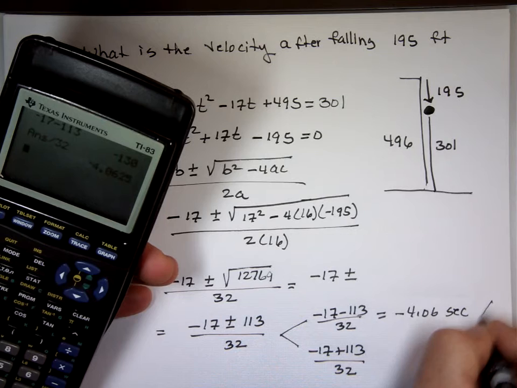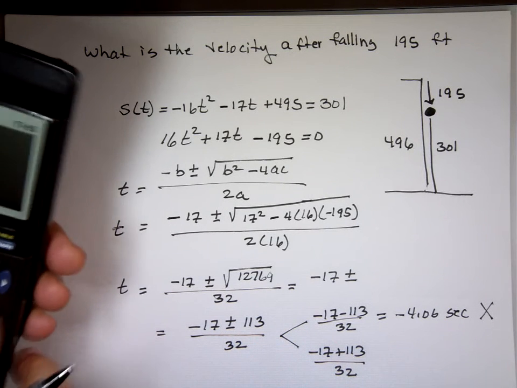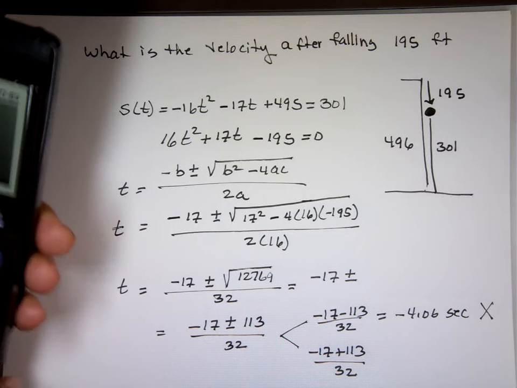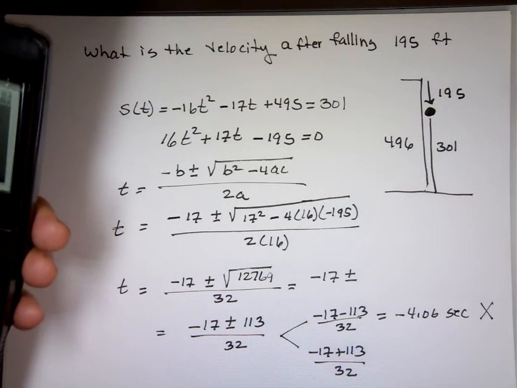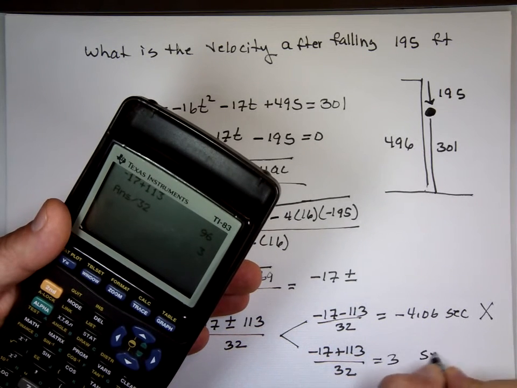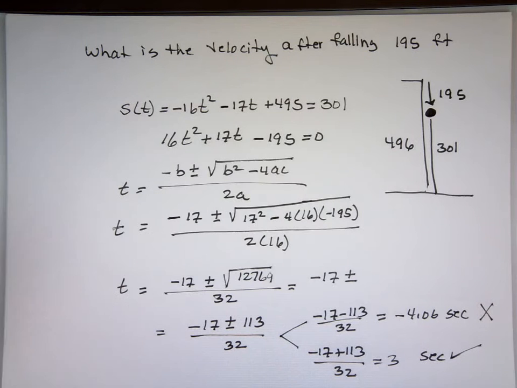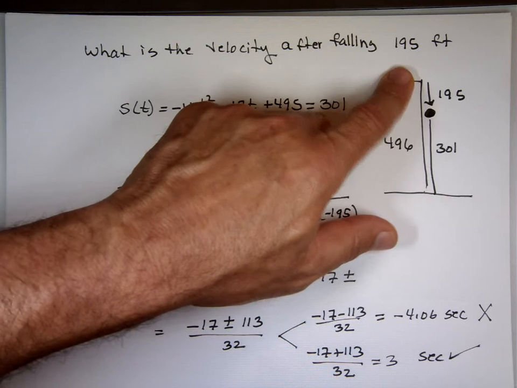Why? Time can't be negative. Negative 17 plus 113 divided by 32 is 3 seconds. So after 3 seconds, the rock would have fallen 195 feet. The question is not how long. It says, what is the velocity after falling 195 feet?